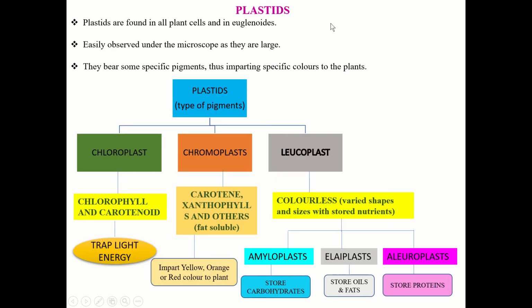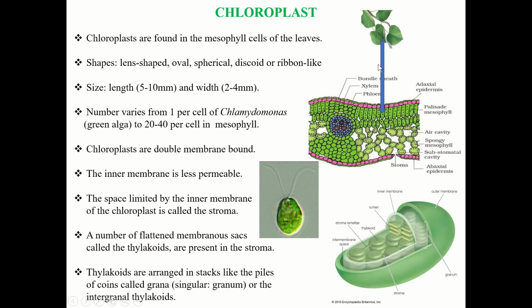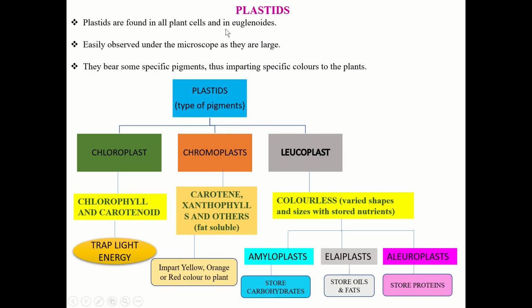Now the next organelle is the plastids. Plastids are found in all plant cells and in euglenoids. They are easily observed under the microscope as they are large. They bear some specific pigment, thus imparting specific color to the plant. So each plastid will bear a specific pigment.